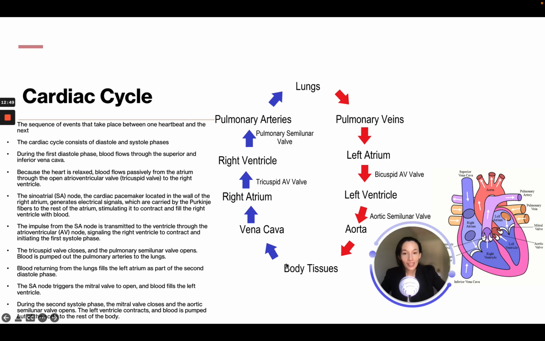So from the body tissue, the blood comes in the vena cava to the right atrium, through the tricuspid AV valve, to the right ventricle, through the pulmonary semilunar valve, to the pulmonary arteries, to the lungs. Then it comes back in through the pulmonary veins to the left atrium, the AV valve, the left ventricle, the aortic semilunar valve, the aorta, and then back to the body tissue.